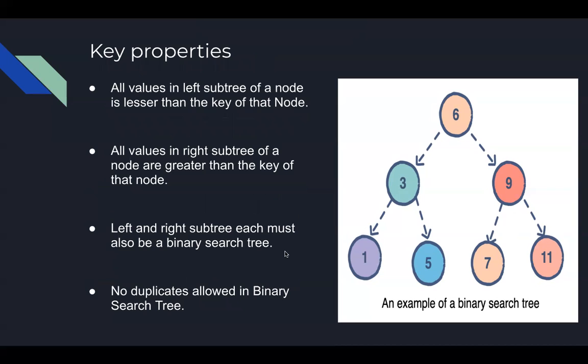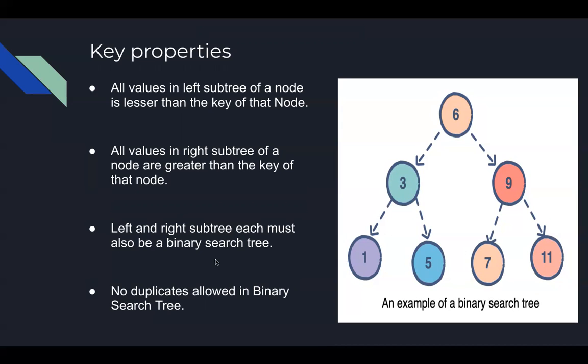Now I'll go over some of the key properties of a binary search tree. The first rule is that all the values in the left subtree of a node are less than the key of that node. And in this picture, I think it's very clear. Let's take 6, for example. The left subtree of 6 has 1, 3, and 5, and all these values are smaller than 6. For the second rule, all the values in the right subtree of a node are greater than the key of that node. And it's also very intuitive, because here is the right subtree of 6, and all the values in this right subtree, 7, 9, and 11, are greater than 6.